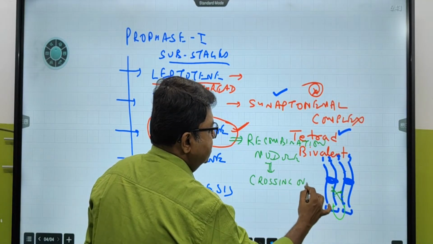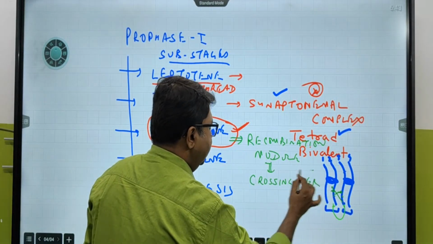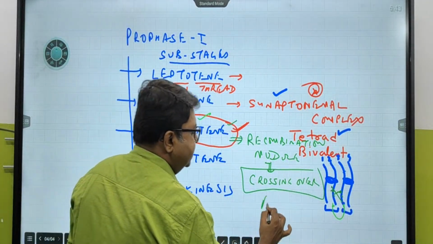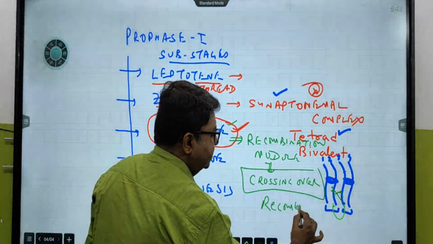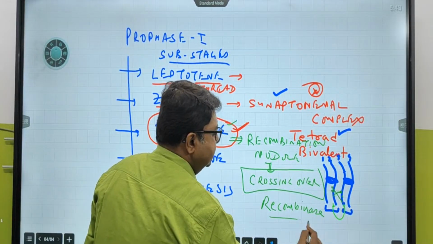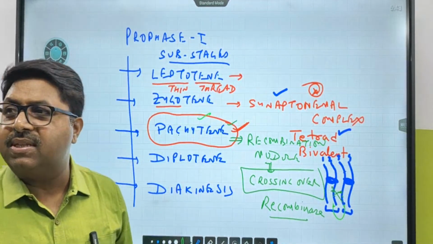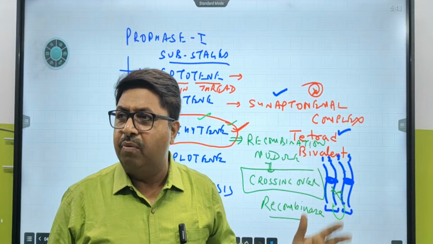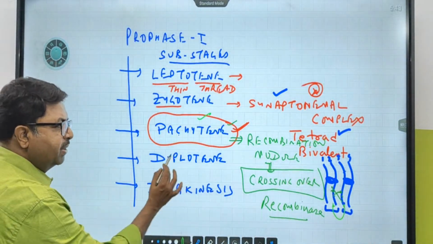So crossing over takes place where? It starts in the pachytene stage. And the enzyme which is responsible for this is recombinase. You can just visit the earlier video, we have talked about that. So we need to go a little bit faster.